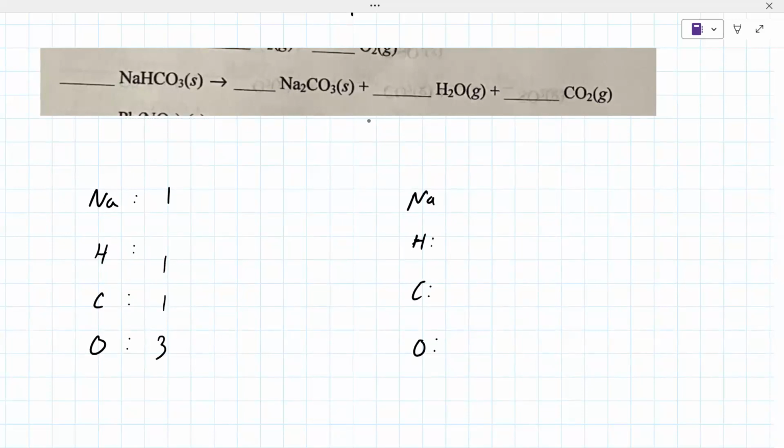And then currently you have 2 Na's on the right, 2 C's. This is why I don't like this approach because it doesn't make it clear that they're separated. O's, you got 3 here, 4 here, 6 there. And then H, you got two H's. So then you need to multiply it by two to get two H's on the reactant side.